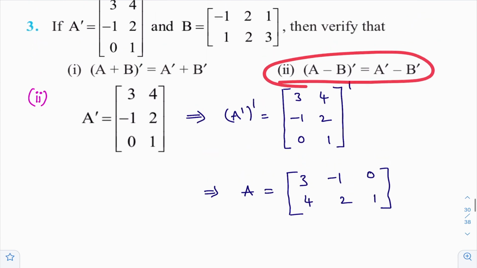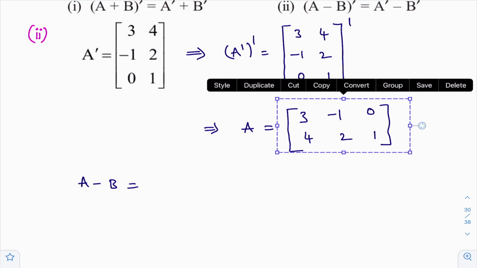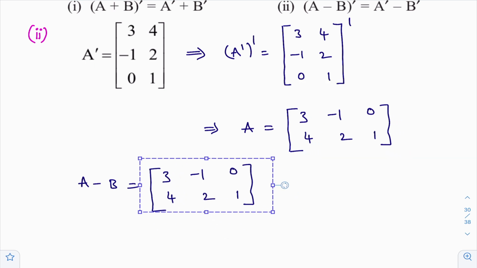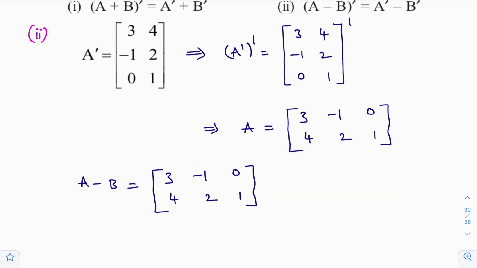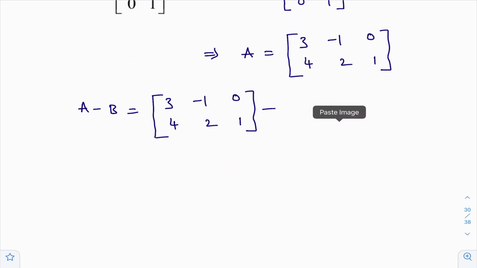The matrix B, they have already given. I need to calculate A minus B. Matrix A is here, this is matrix A, minus matrix B. In the question, they have given matrix B. I'll write matrix A minus matrix B. Now subtract and see what you will get.